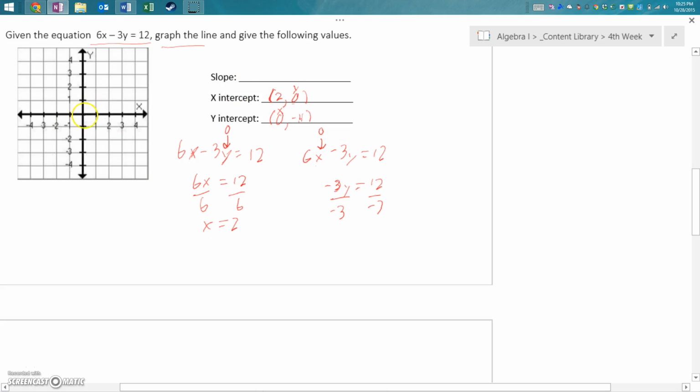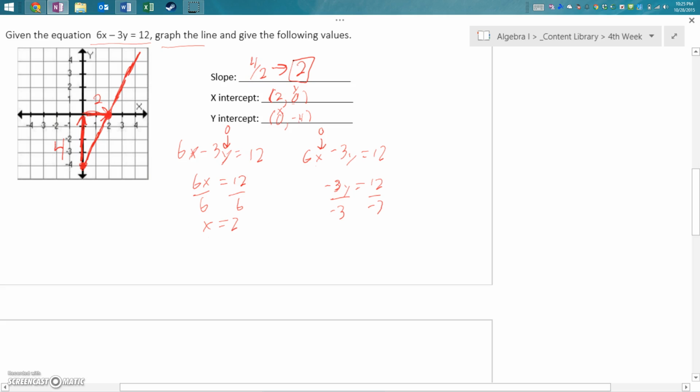Now I can take this information and go over here and plot 2 on the x-axis and -4 on the y-axis, and I can draw a line connecting those points. So there's my graphing part. Now the slope, though, that's something else that I don't know. I can figure that out real quick, though. I can count up 4 units and I can count over 2 units. So there's my rise and my run. That would be 4 over 2, which means my slope is just going to be 2.